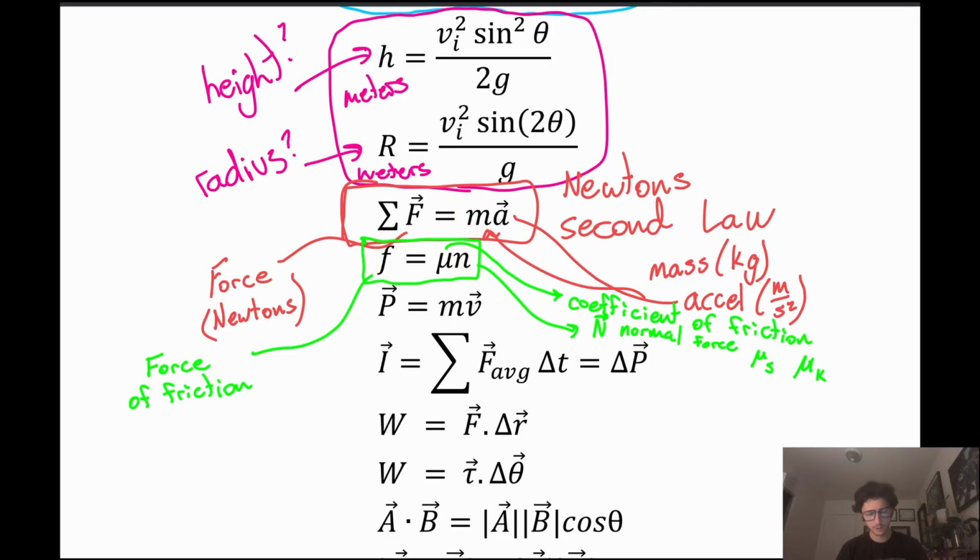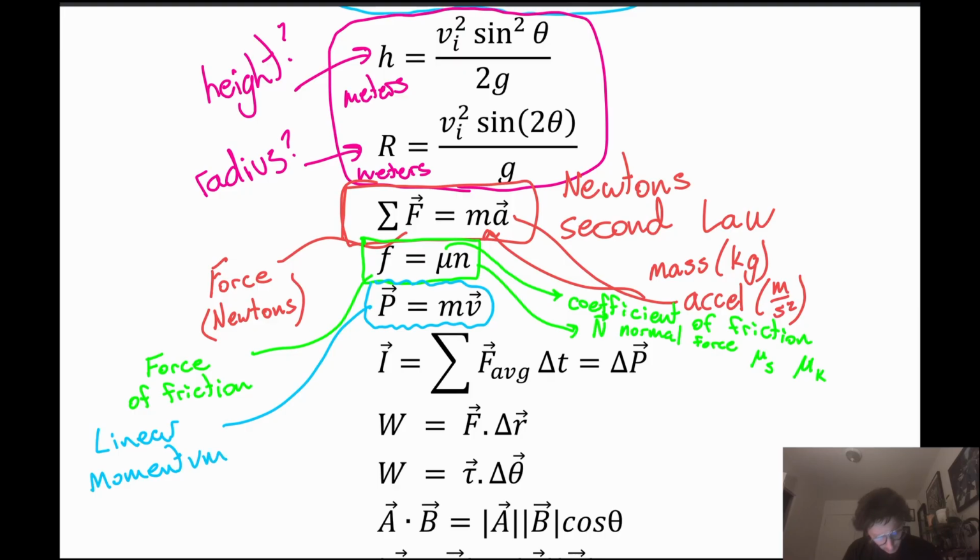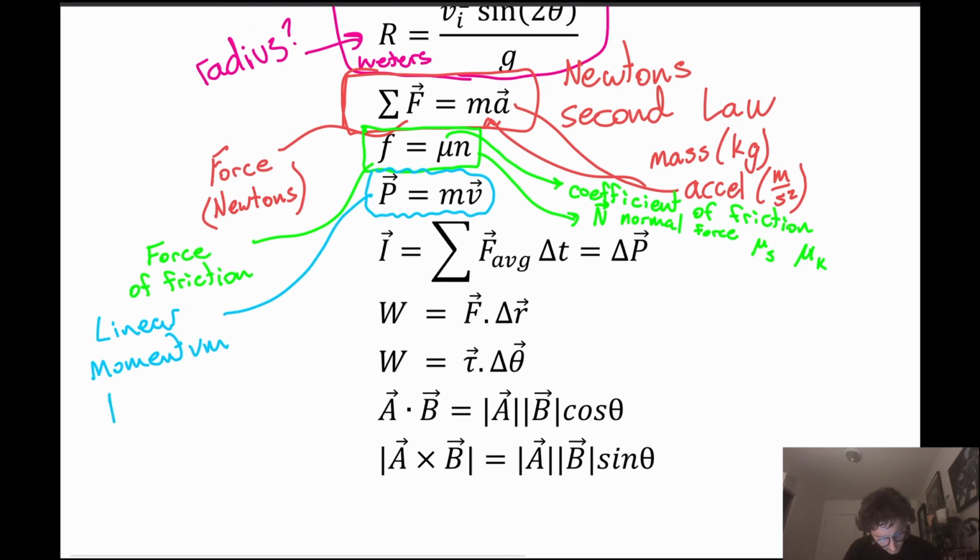Hopefully that's okay. We're going to move on to this next thing, which I'm going to put in light blue over here. And this P over here is linear momentum. There's again a lot of things we can talk about here. Linear momentum has units of kilogram meter per second.